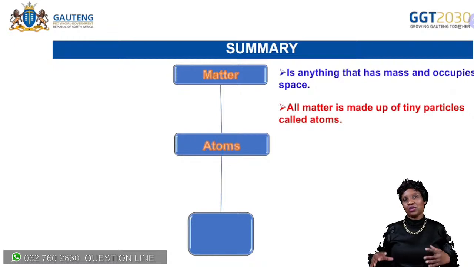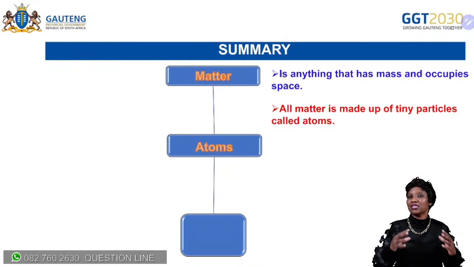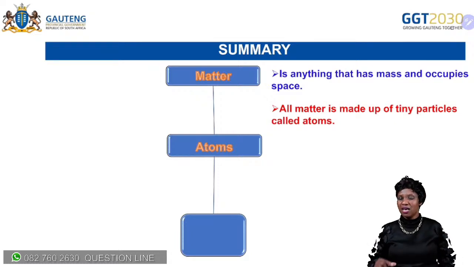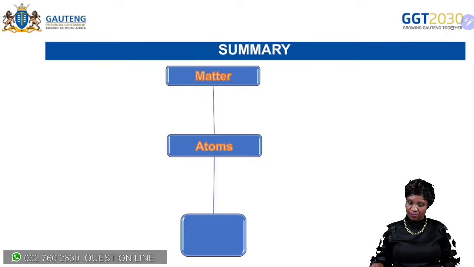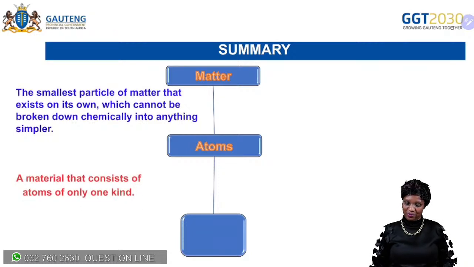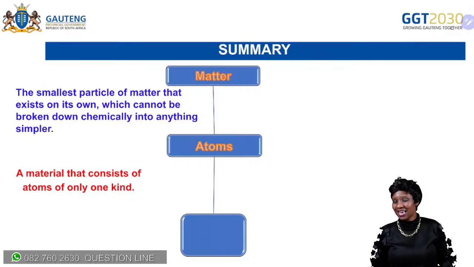And then we've got atoms. When we are talking about the atoms, we are talking about those particles that make up an atom. Atoms are the smallest building blocks of matter. We cannot see them with our naked eyes. They are very small, they are minute. The smallest particle of matter that exists on its own, which cannot be broken down chemically into anything simple, is an atom. And then a material that consists of atoms of only one kind, that is an element.